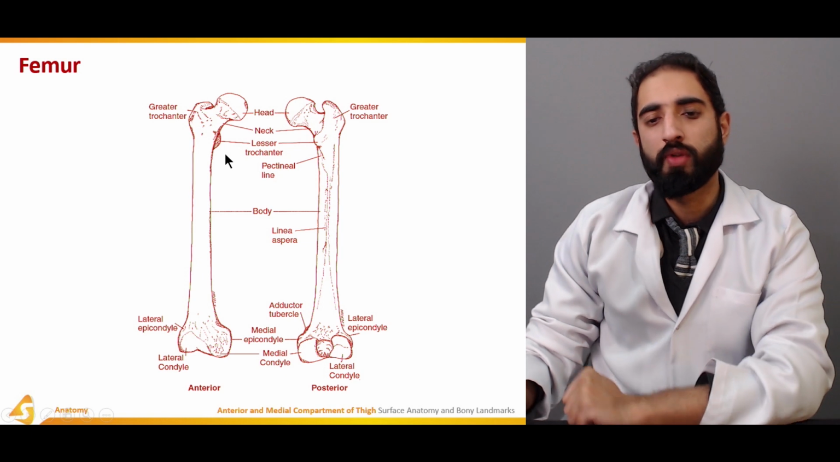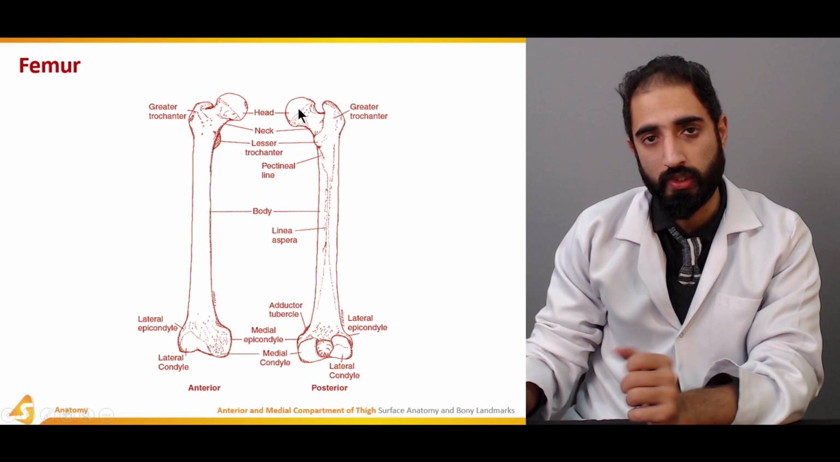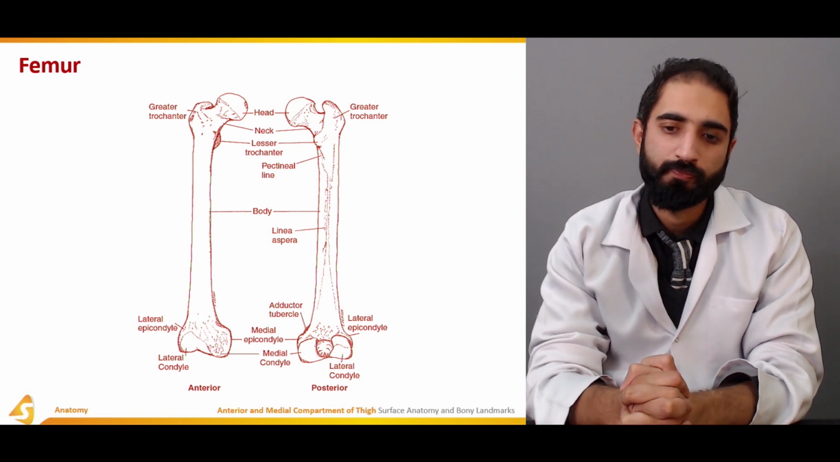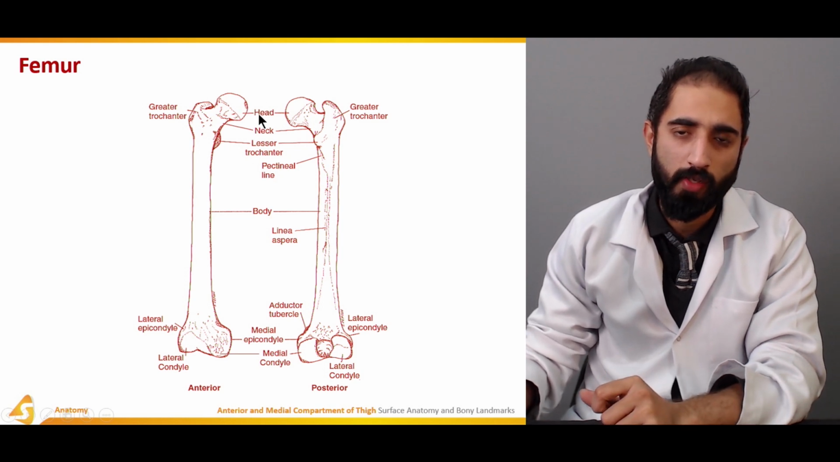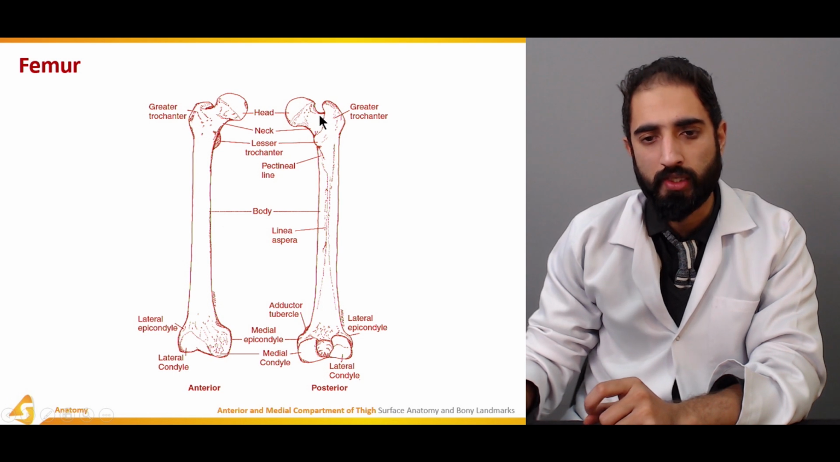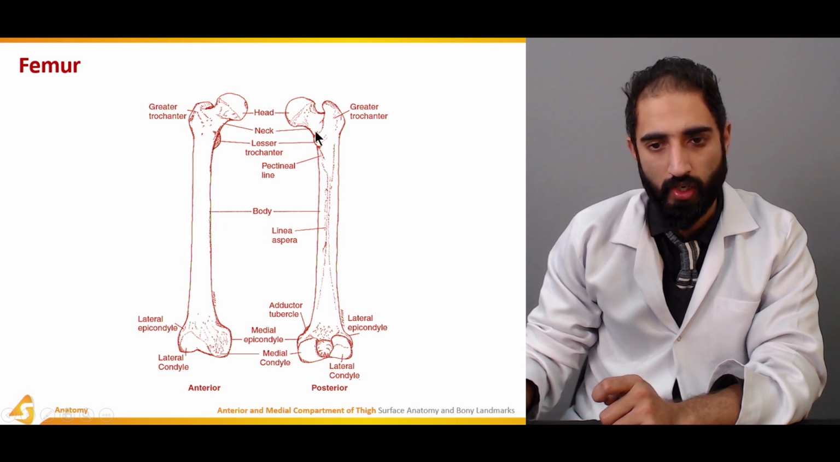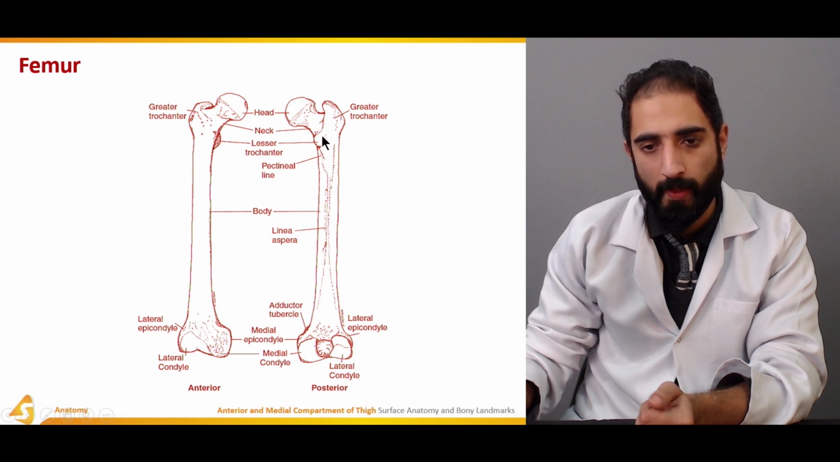So let's start off with the bony landmarks proximally. Here we have the femoral head, which articulates with the acetabulum to form the hip joint, and here we have the fovea capitis, where the ligament of the head of the femur attaches. And this here is the neck of the femur, and this here is the greater trochanter on the lateral aspect, and the lesser trochanter on the medial aspect. The lesser trochanter and the greater trochanter are joined by the intertrochanteric line.